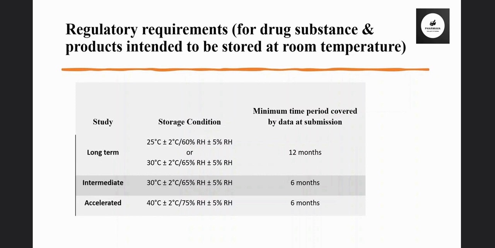Now, one thing that you have to keep in mind is that whenever you are submitting your dossier, a minimum of 12 months of long-term data has to be submitted along with 6 months of accelerated data. And in case you are submitting intermediate data, 6 months of intermediate stability study data has to be submitted. This is the minimum requirement. Without this, your dossier won't be accepted for review.